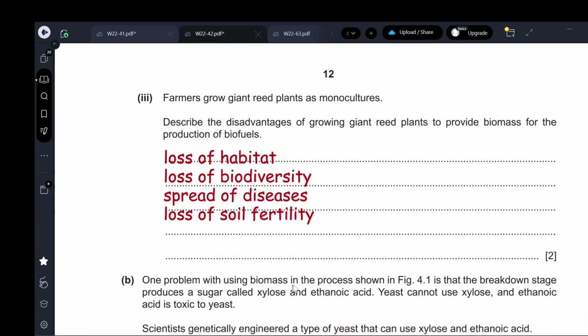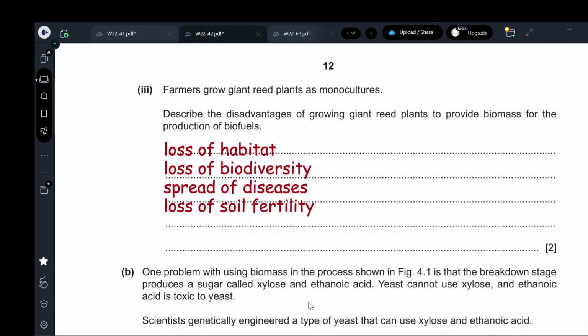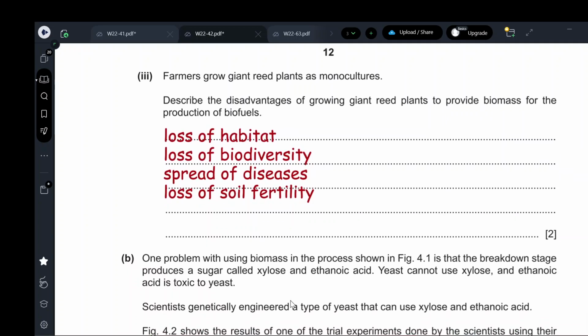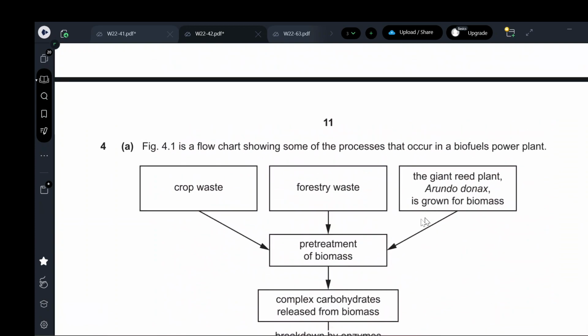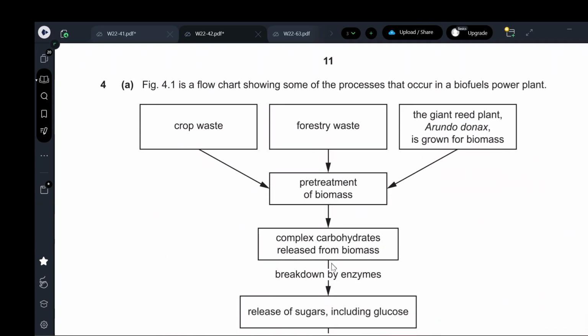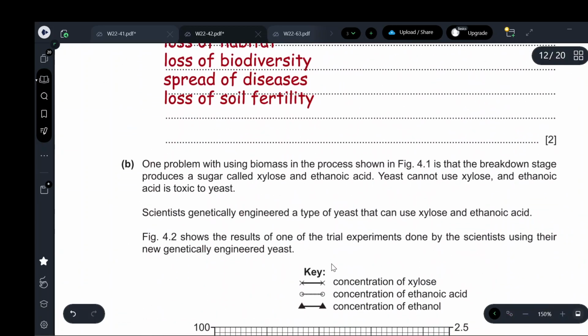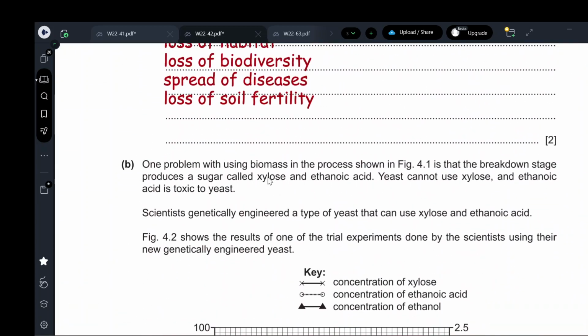One problem with using biomass in the process is that the breakdown stage produces a sugar called xylose and ethanoic acid. Let's read slowly. One problem of using the biomass is that when it is broken down, it produces a sugar called xylose and ethanoic acid. The yeast cannot use xylose, and the ethanoic acid is toxic to the yeast.